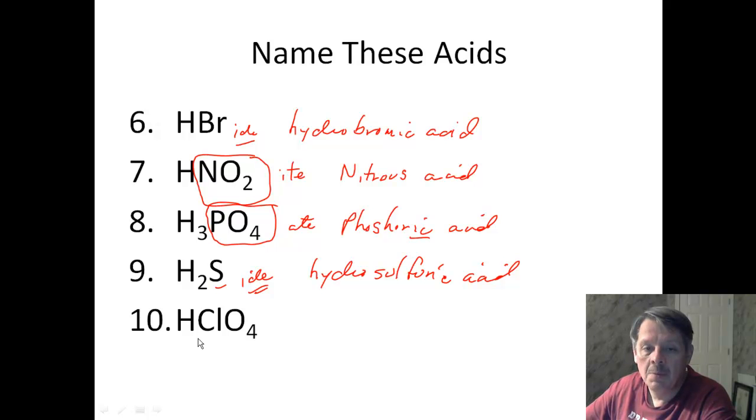Right, how about this one? ClO4. Well, got to be careful with that one. ClO3 is chlorate. So this would be perchlorate. If I think of ClO4, that's perchlorate, which means it is perchloric acid.